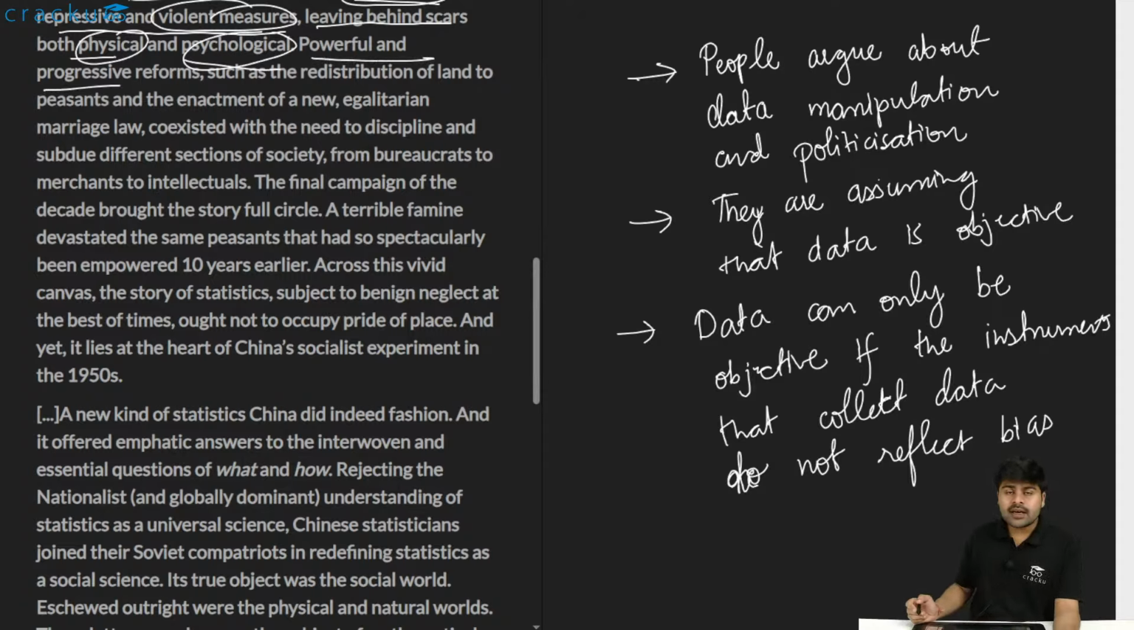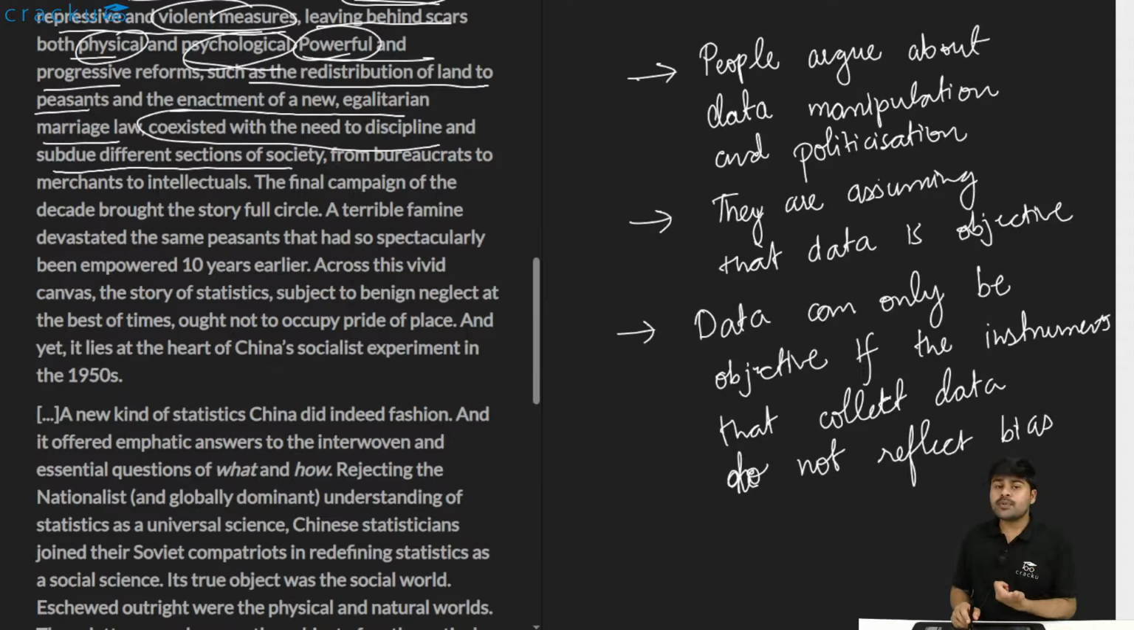They were progressive in that they were trying to transcend everything, and they were powerful in that they were overpowering, in that they were violent, such as the redistribution of land to peasants. They focused on redistributing the land to peasants. Enactment of a new egalitarian marriage law. This coexisted with the need to discipline and subdue different sections of society, from bureaucrats to merchants to intellectuals, right?